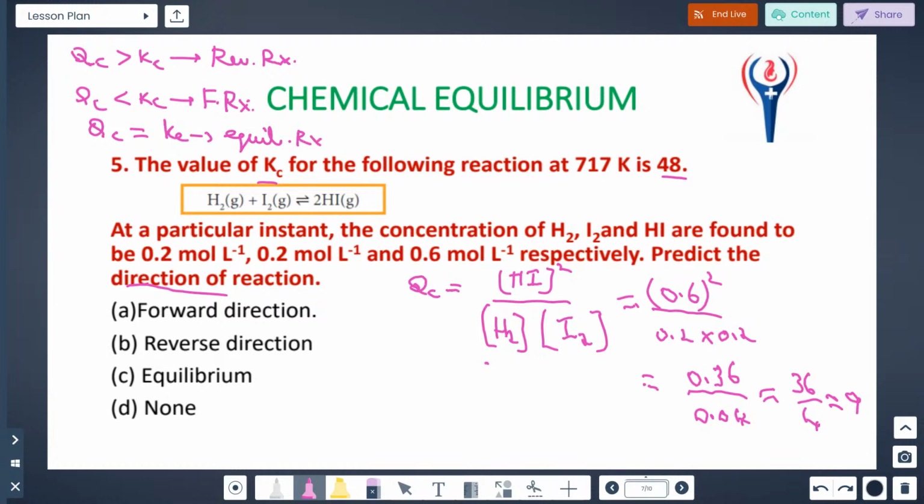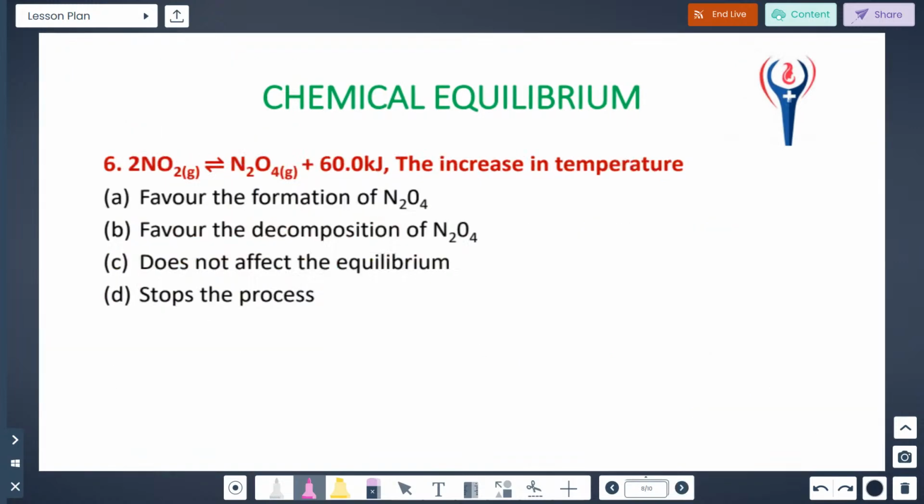But here in this case, which value is higher? Kc value is higher, no? Then only we can say what? Forward reaction takes place. Understood? Right. Okay. Next one. Sixth one.